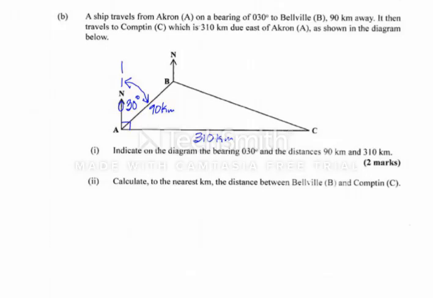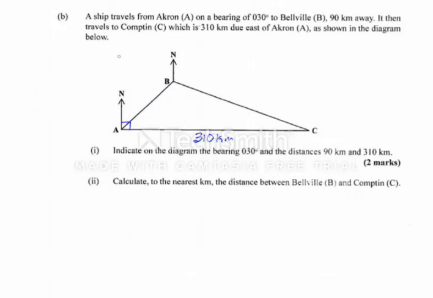Now we're asked to calculate to the nearest kilometer the distance between Belleville and Compton. Essentially, what we have here is a non-right angle triangle, and for this non-right angle triangle, we know the length of two sides, and we know the inclusive angle.